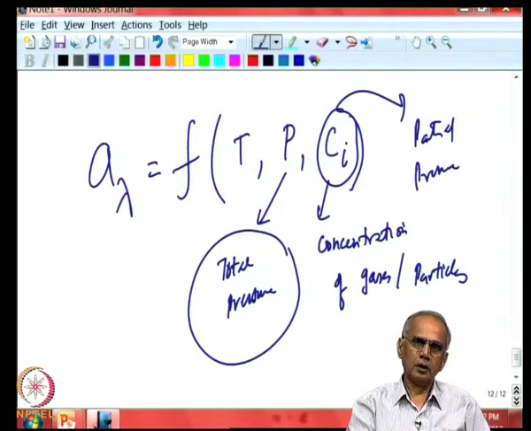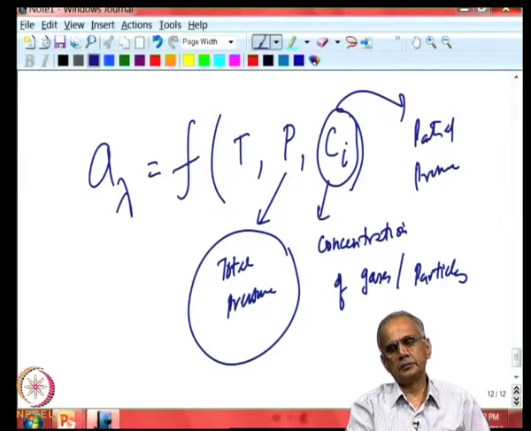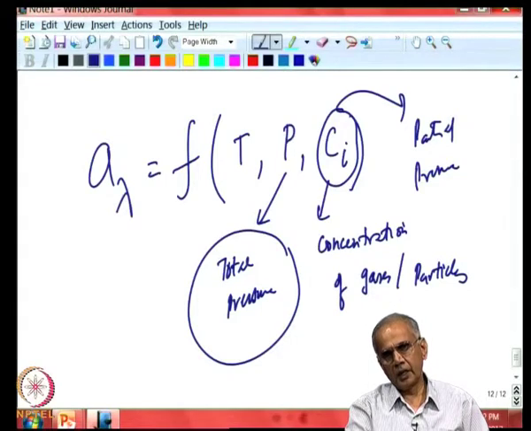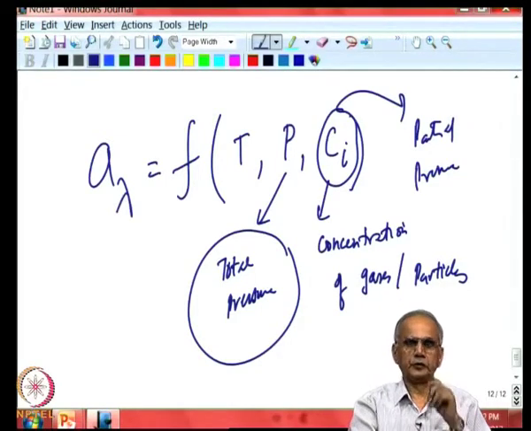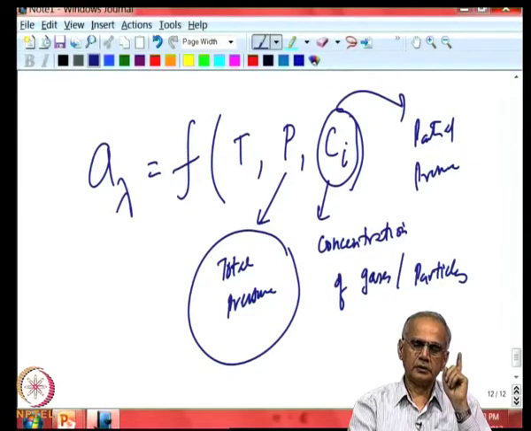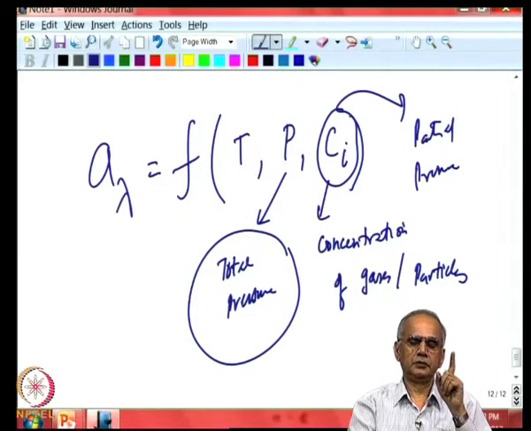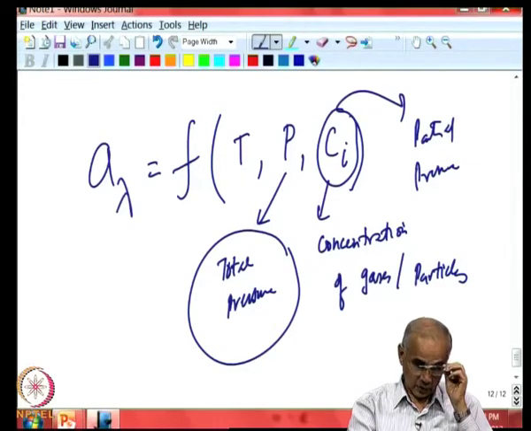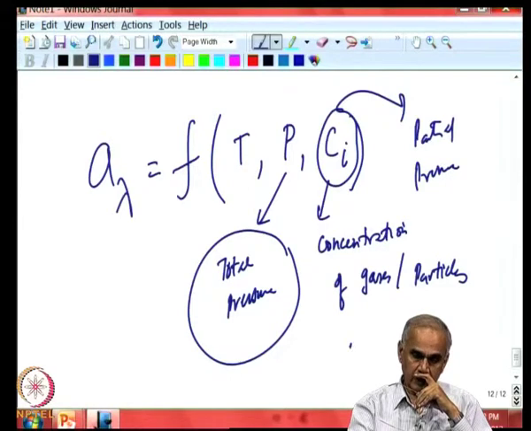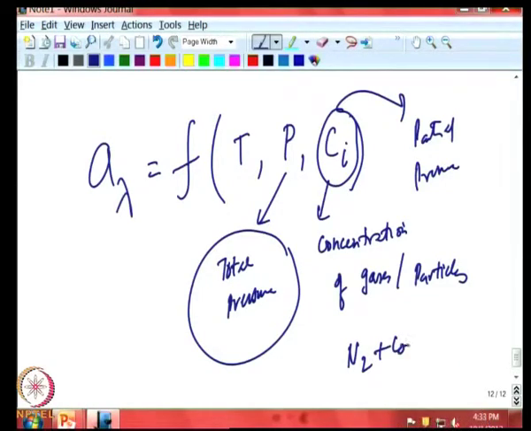So, the absorption coefficient of a gas depends not only on temperature, but on both total pressure and partial pressure. This is the dependence which confuses most students. For example, suppose you have a mixture of nitrogen and carbon dioxide in a container. Nitrogen is transparent to almost all radiation, but carbon dioxide is a strongly absorbing gas in the infrared.